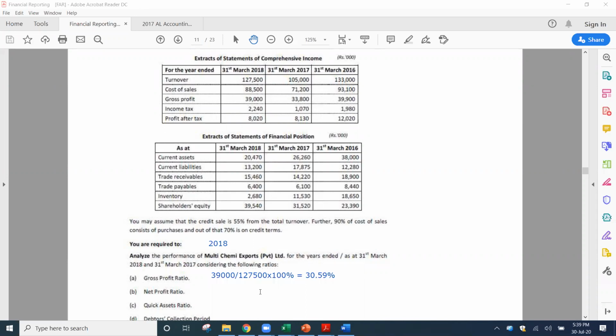30.59%. Gross profit ratio is gross profit over sales. Sales is turnover. And the net profit ratio is net profit over sales. Net profit means profit after tax, which is 8,020 divided by sales 127,500 into 100%, equals 6.29%.